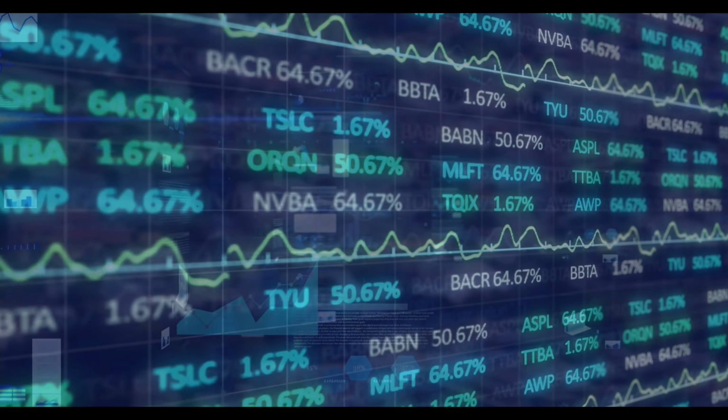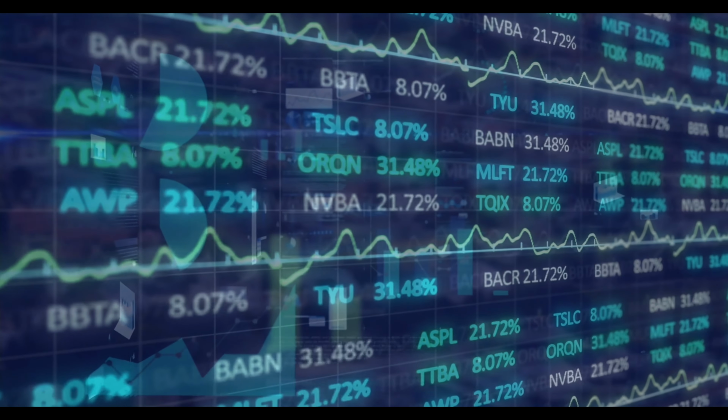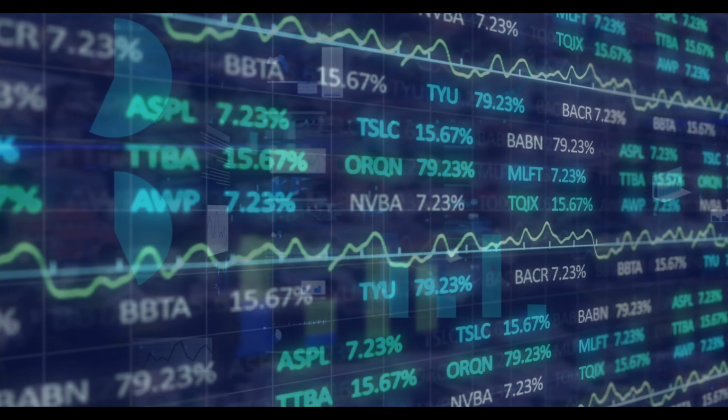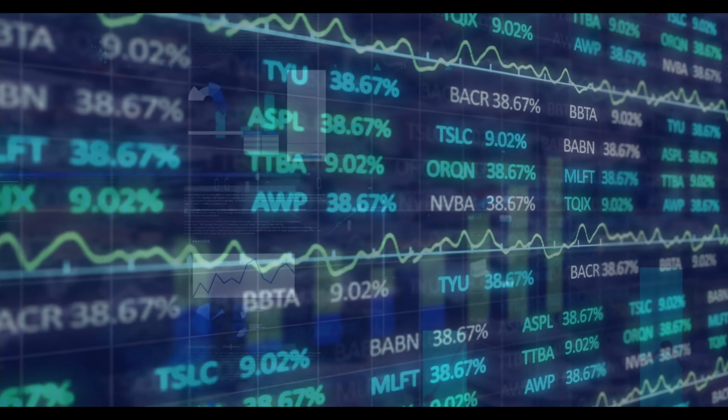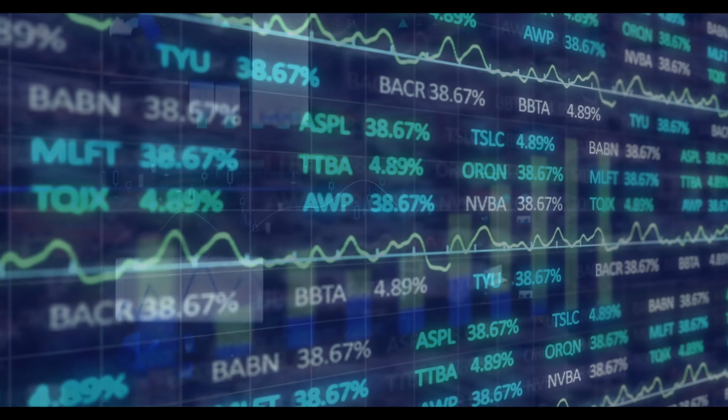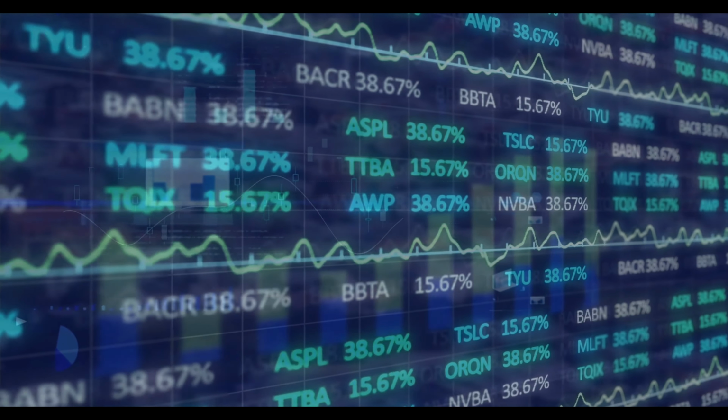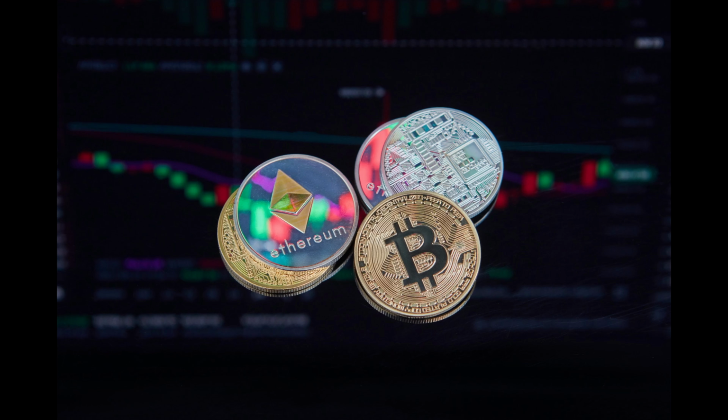2. Setting up your trading account. The first step to embark on your Bitcoin day trading journey is to set up a trading account. Start by choosing a reputable cryptocurrency exchange that offers a user-friendly interface and robust security features. Make sure the exchange supports Bitcoin trading and offers the necessary trading tools.